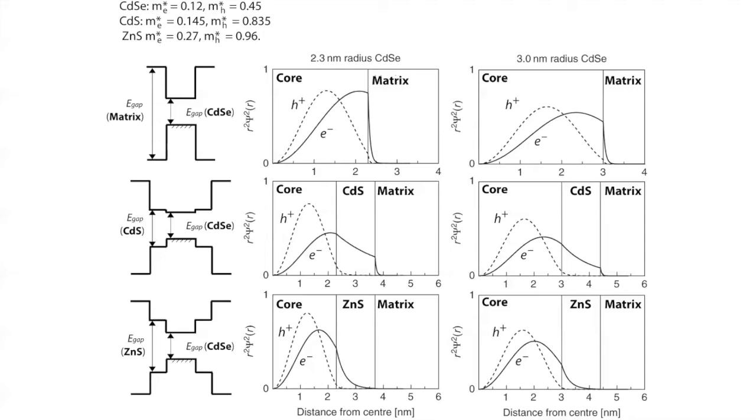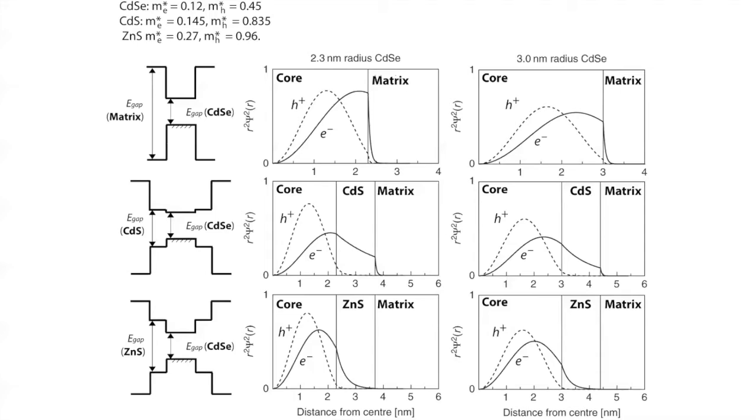Zinc sulfide doesn't allow the electron to delocalize into the shell, or at least not to the same degree that cadmium sulfide does, more so than just the matrix. And so the electron and hole remain in the core, primarily, in that cadmium selenide zinc sulfide core shell structure, unlike the cadmium selenide cadmium sulfide one. In addition to the effective masses, the other thing to consider are the offsets between the conduction bands where the electrons reside and the valence bands where the holes reside. That also has an influence on the extent to which the electron and hole spread out.